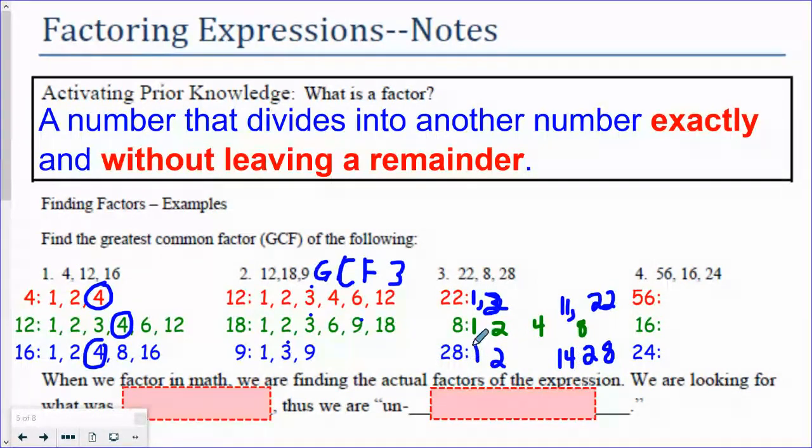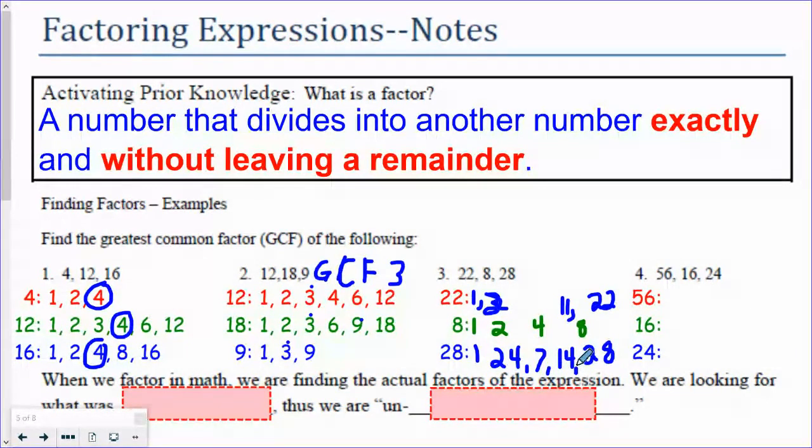And then 3 can't go into it because the digits do not add up to a number that is a multiple of 3. What about 4? Yep, 4 works. And 7. And then that's it. Those are the only factors that this one has.